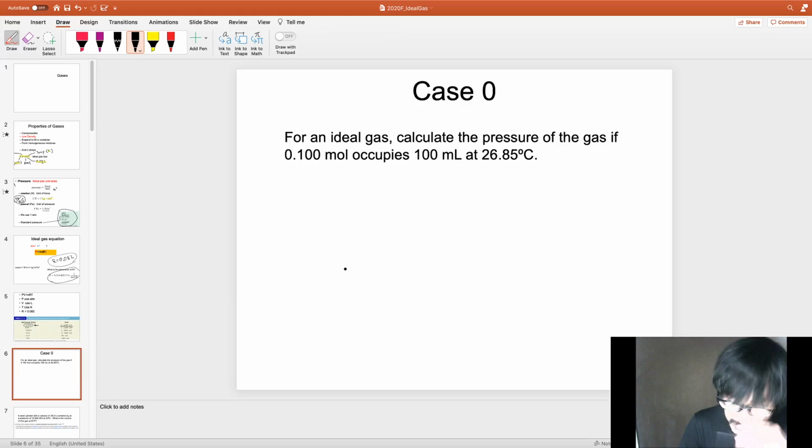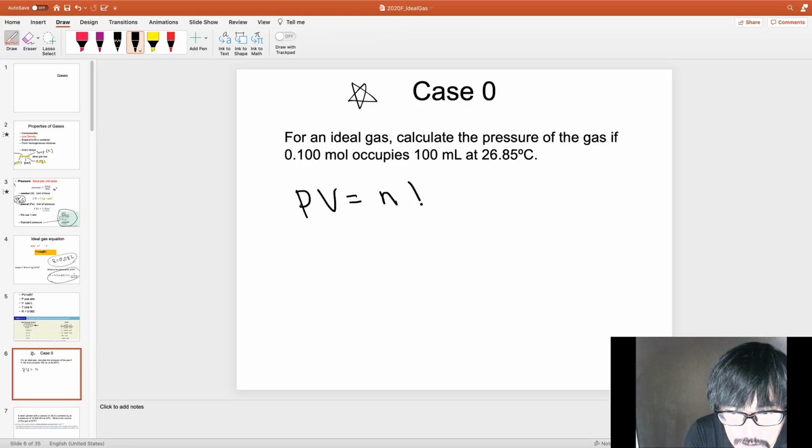Alright, so let's just try to solve some of the typical questions here. So here is a typical question. For ideal gas, calculate the pressure of gas if 0.1 mole occupies 100 milliliters at this temperature right here. So PV equals nRT, right? Now the volume right here is actually 0.1, right?